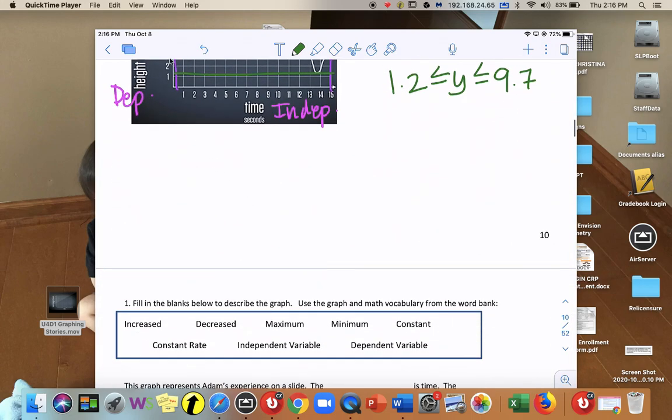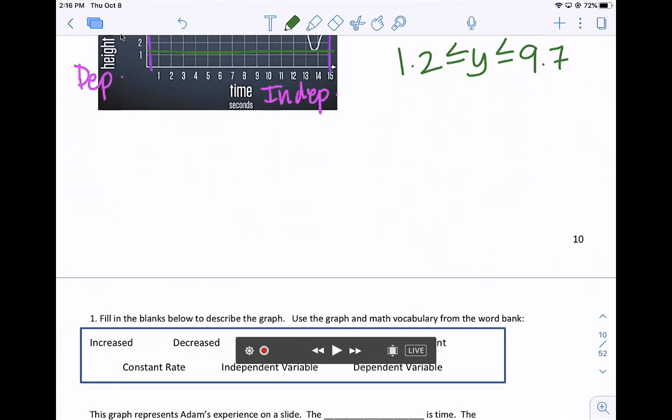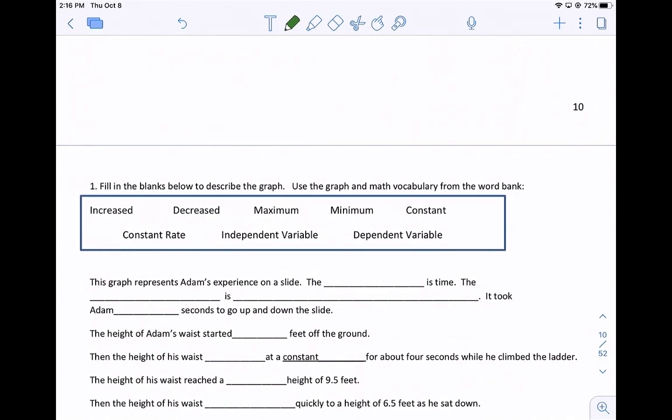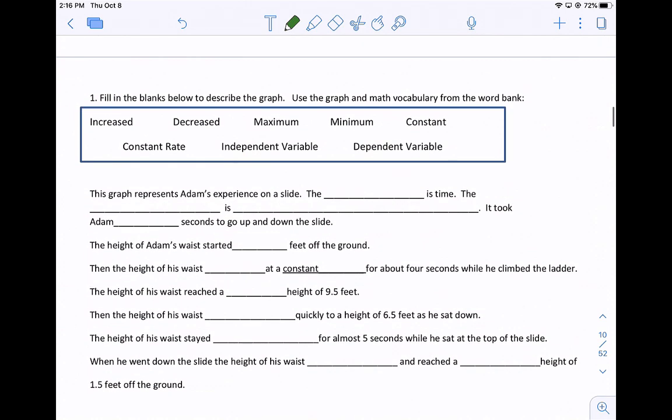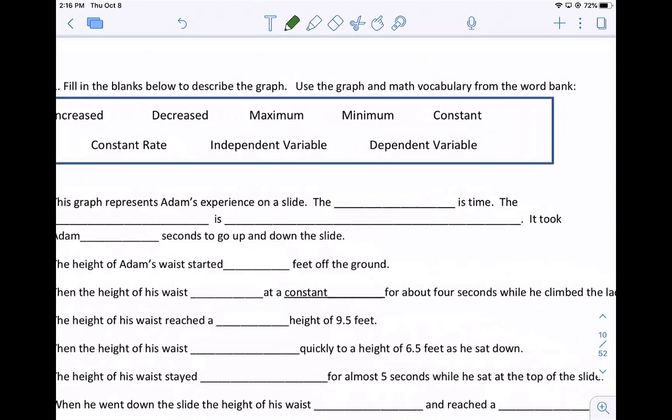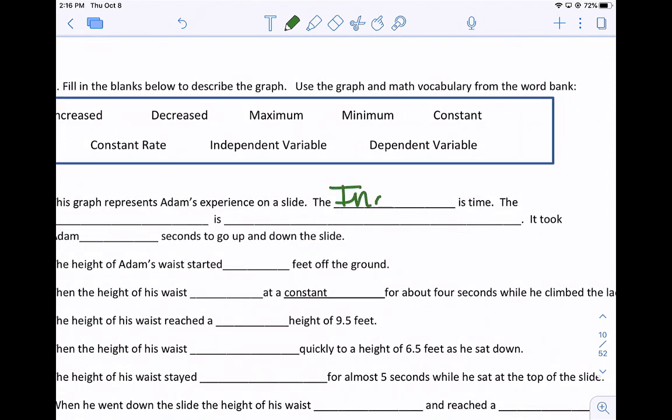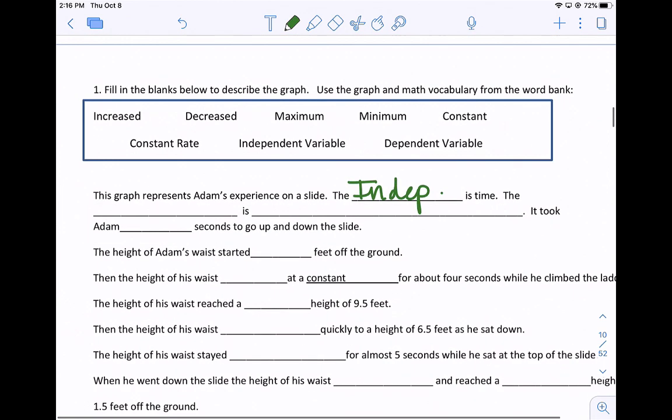Okay, what's next? Oh, I should maximize this, I apologize. All right, fill in the blanks below to describe the graph. Use the graph and math vocabulary from the word bank. And I don't think we use all of these words, so let's fill this in. This graph represents Adam's experience on a slide. The blank is the time. All right, so we knew that that was the independent variable because his height depended on time. The blank is blank. It took Adam blank seconds to go up and down the slide.